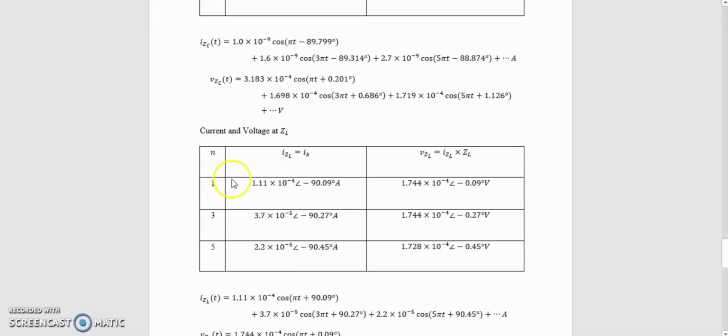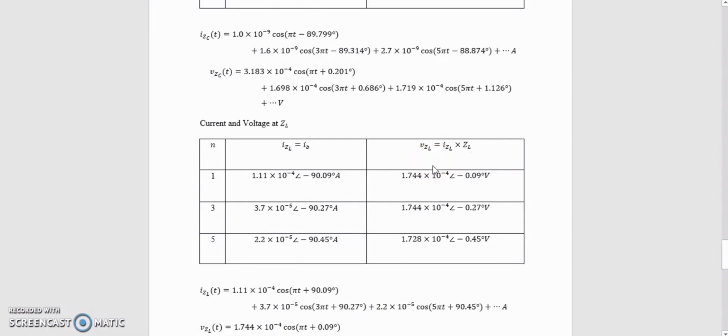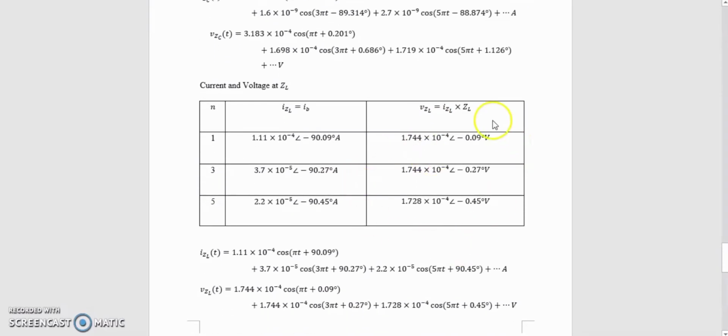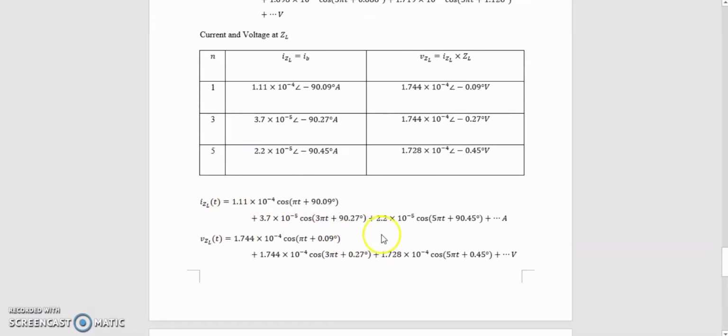Same goes for current and voltage at the impedance inductor. We know that the current on impedance L is equal to Ib. So, we get this value and we use Ohm's law to get the voltage of the impedance inductor, which is this value. Then, we substitute the value into the Fourier series equation.